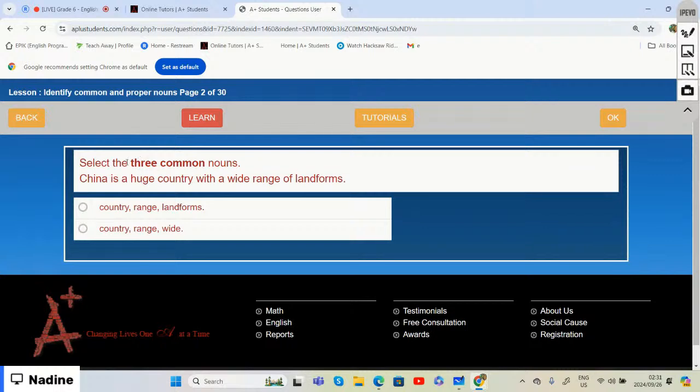We need to select three common nouns, general type of nouns, within the sentence. It says China is a huge country with a wide range of land forms. We need to select the three common nouns. Is it option one, country, range, landforms, or option two, country, range, wide? Which one is correct?